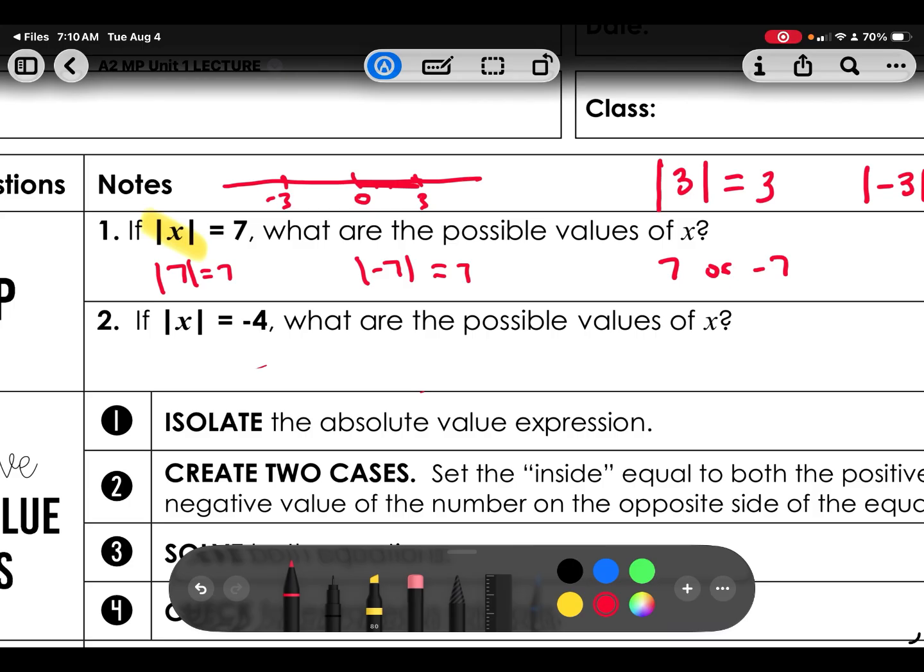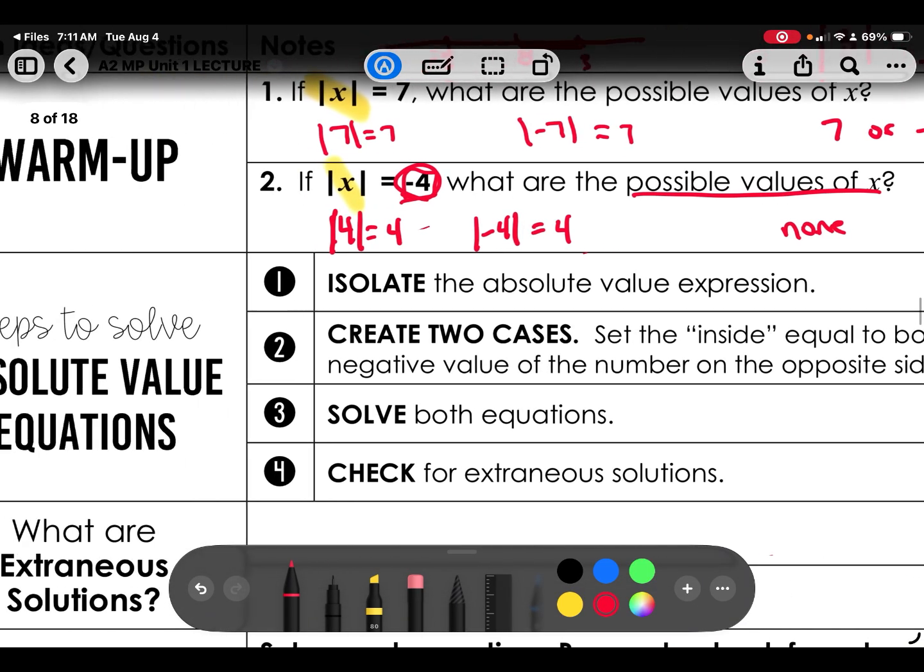On number 2, if we have the absolute value of x is -4, what could x be? Well, anytime we put a number in for this x, it's going to become positive. So if I put a 4 in for my absolute value, well, that's 4. If I put a -4 in, well, that's also 4. So we're never going to get a negative number from an absolute value because absolute value is measuring the distance. It will always be positive. So the answer for number 2 is that the possible values of x, there aren't any, because we will never get a negative answer with an absolute value.